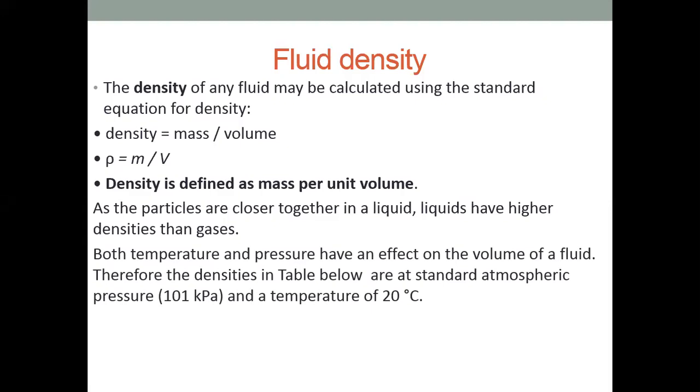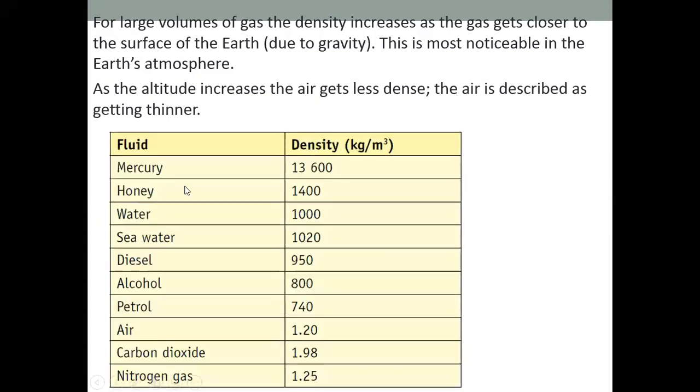The density: due to atmospheric pressure, it is 101,000 Pascal or 101 kilopascal. This k stands for kilo. And at normal temperature, like 20 Celsius in the room. Do you remember this? As the altitude increases, air gets less dense, and the air is described as getting thinner. This is also going to affect the pressure. How? When the altitude increases, the pressure is going to decrease. Don't forget this.